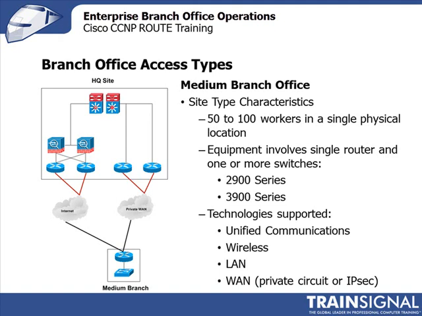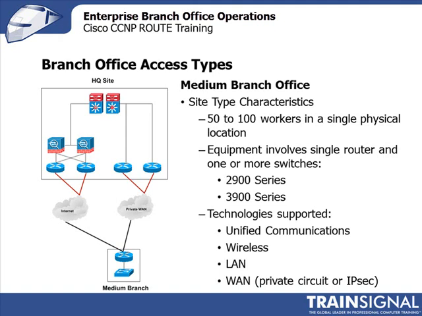So this could be from 50 to 100 workers in a single physical location. It could be a number of offices, perhaps even an office park. But usually it's still going to involve a single router, but it's obviously going to involve one or more switches. And by one or more switches, if it's a chassis-based switch, such as the 4500 or 6500 series, then obviously you would be using one switch. But if it's stackables, then it's obviously going to be multiples. You're looking here at a 2900 or 3900 series router.